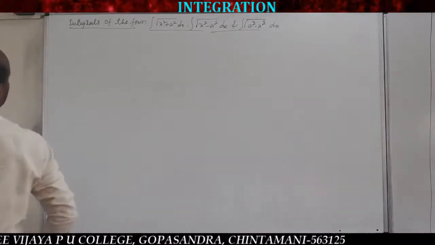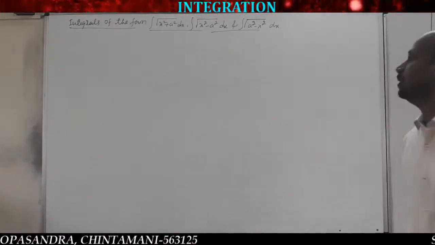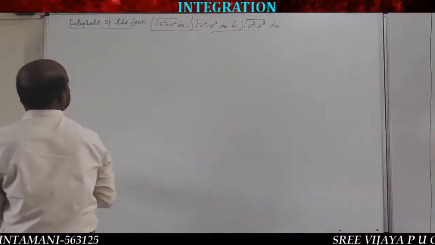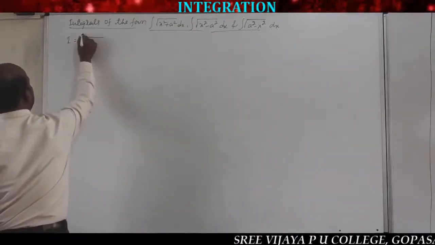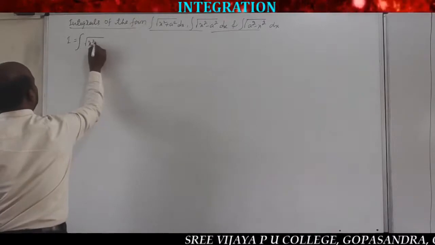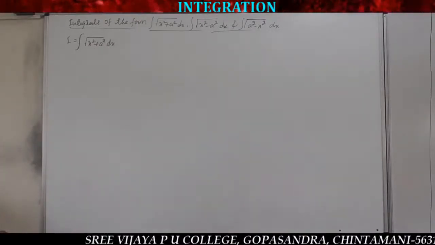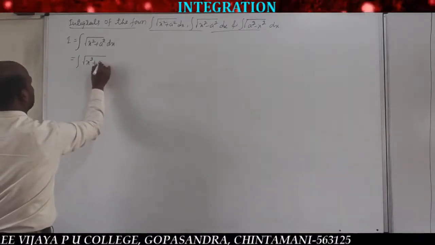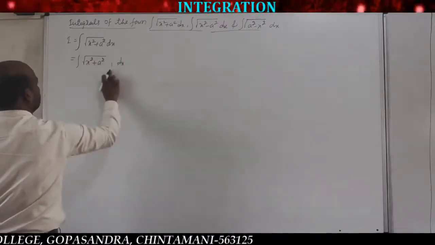Integrals of the form: integral of root of x square plus a square with respect to x, integral of root of x square minus a square with respect to x, and integral of root of a square minus x square with respect to x. So take the integral I is equal to integral of root of x square plus a square with respect to x. This can be taken as integral of root of x square plus a square into 1 with respect to x.